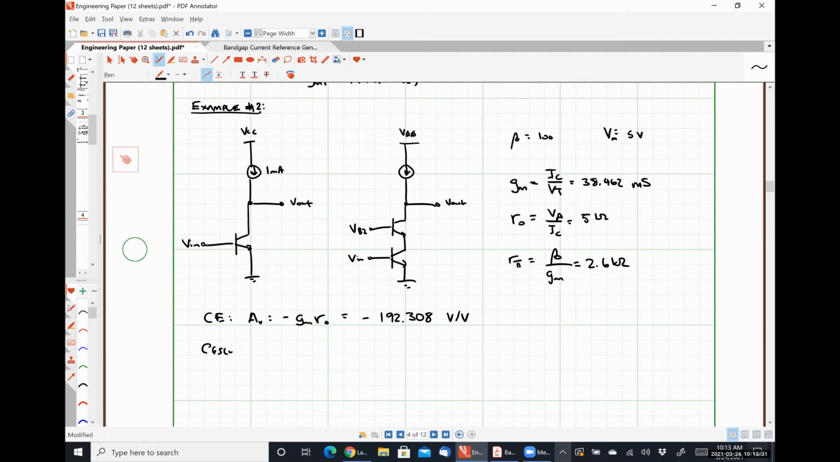And our cascode has a voltage gain of negative GM1 squared R01 times R01 in parallel with R pi 2, which would give us a value for the voltage gain of negative 12,651.822 volts per volt. So 66 times as large of a voltage gain. A pretty dang appreciable increase in voltage gain. All right.